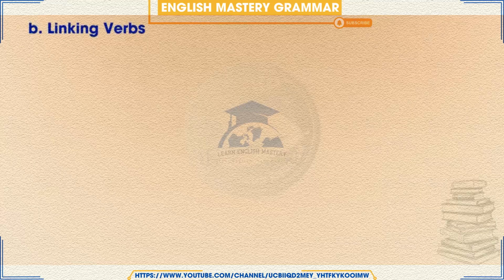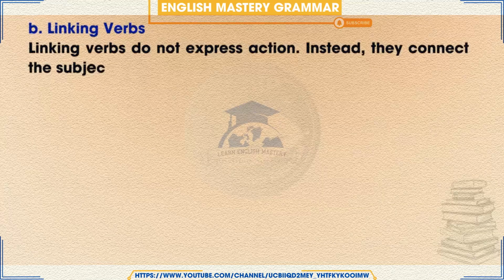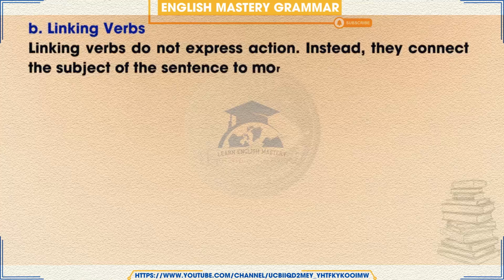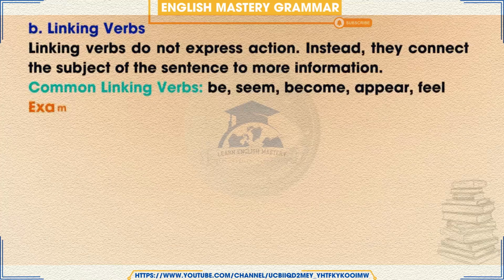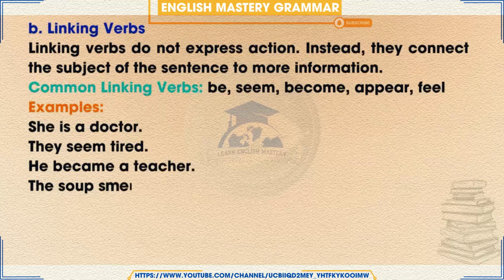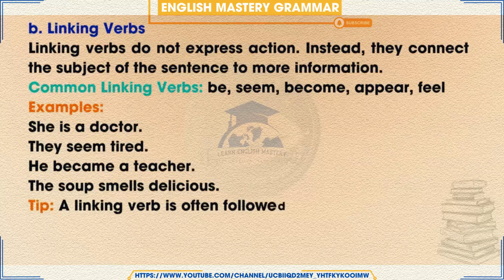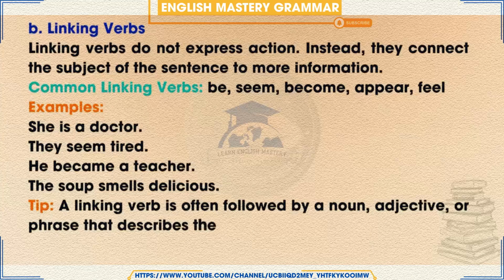B. Linking verbs. Linking verbs do not express action. Instead, they connect the subject of the sentence to more information. Common linking verbs: be, seem, become, appear, feel. Examples: She is a doctor. They seem tired. He became a teacher. The soup smells delicious. Tip: a linking verb is often followed by a noun, adjective, or phrase that describes the subject.